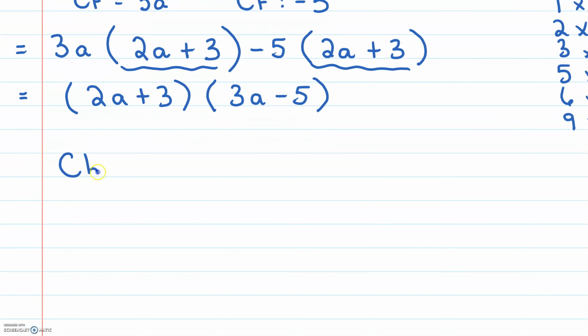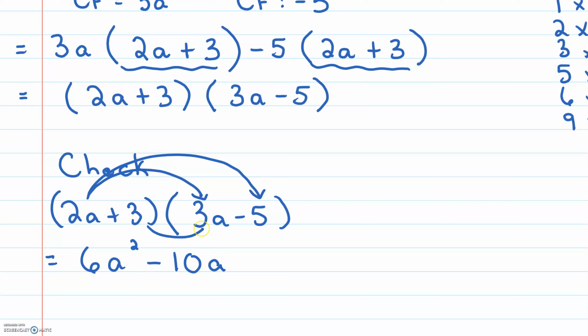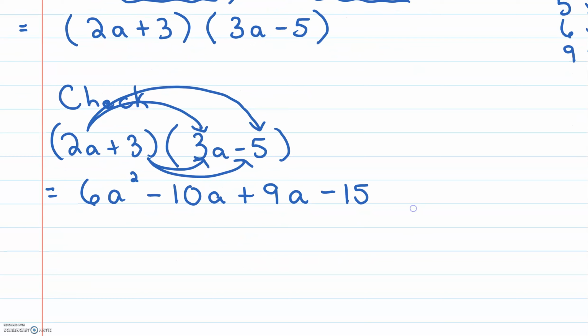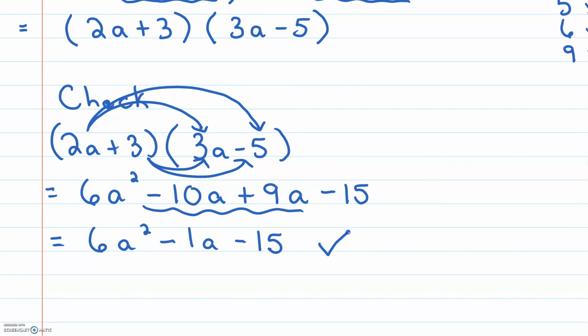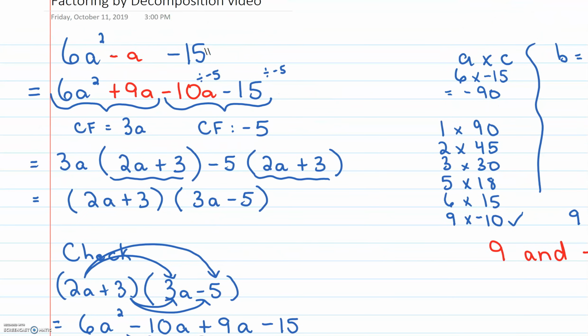You can do a check if you have time. For the check, you're just going to do the reverse of what you did, which is FOIL. So let's go ahead and do FOIL. 2a times 3a is 6a squared. 2a times negative 5 is negative 10a. 3 times 3a is positive 9a. And 3 times negative 5 is negative 15. We're just going to simplify this. Negative 10a plus 9a is negative 1a. And we end up getting the same trinomial as we got at the very start. So we know that we've done this work correctly.